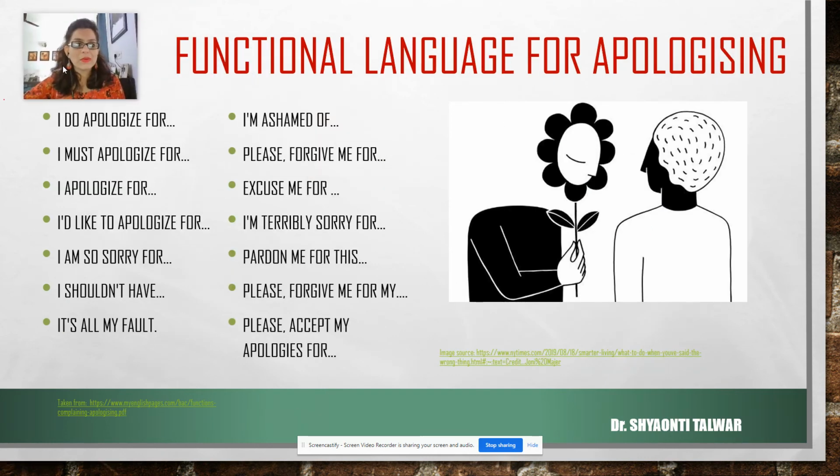Okay, now let's look at some of the language which is used for apologizing. Because when someone is complaining, the responder is obviously going to apologize. So here the responder can say, I do apologize for... I must apologize for... I apologize for... I'd like to apologize for... I'm so sorry. Another word for apologizing is saying sorry. I shouldn't have done this. It's all my fault. I'm ashamed of... Please forgive me for... Excuse me for... I'm terribly sorry for this. Pardon me for this.